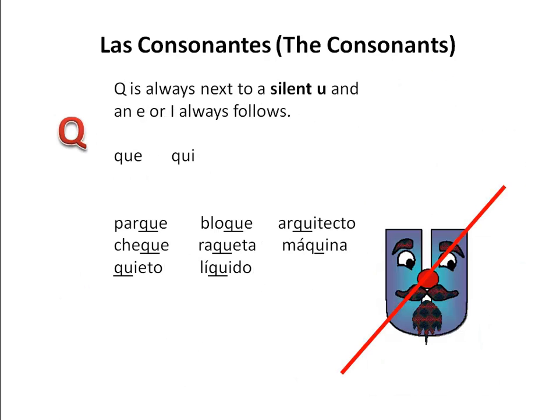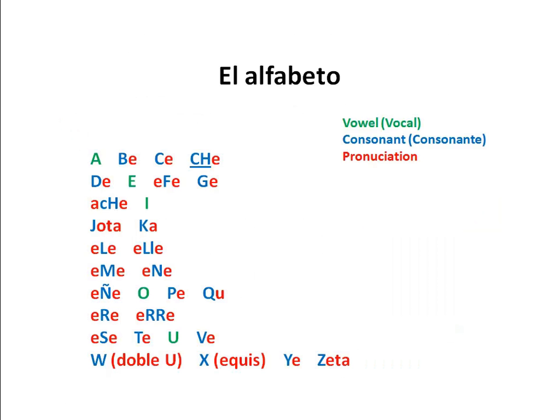Raqueta, racket. Líquido, liquid. Arquitecto, architect. Máquina, that's machine. Alright, we're going to pause here, and part 2 will start out with el alfabeto.